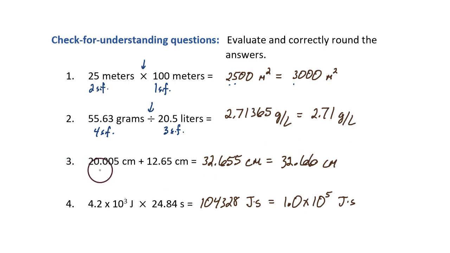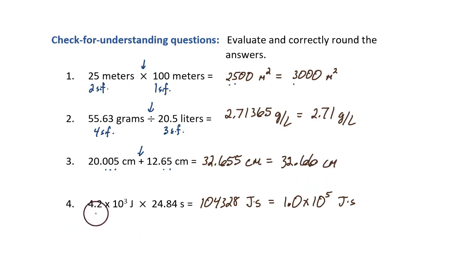Question 3, 20.005 centimeters plus 12.65 centimeters. This is an adding problem. This time, you don't have to worry about significant figures, but you do have to look at decimal places to the right of the dot. This has 3, this one has only 2. Your final answer can have only 2 numbers to the right of the dot. So on the calculator, you'll get 32.655 centimeters, but that has too many digits. You need to round to 32.66 centimeters.